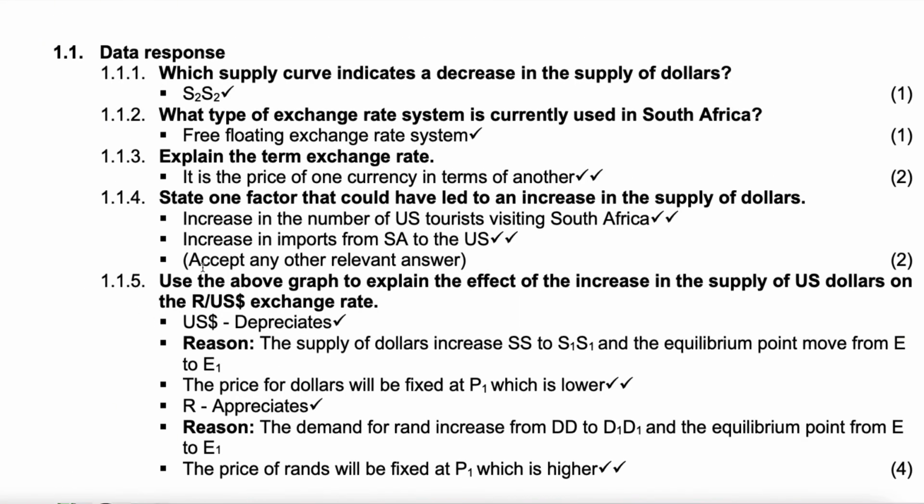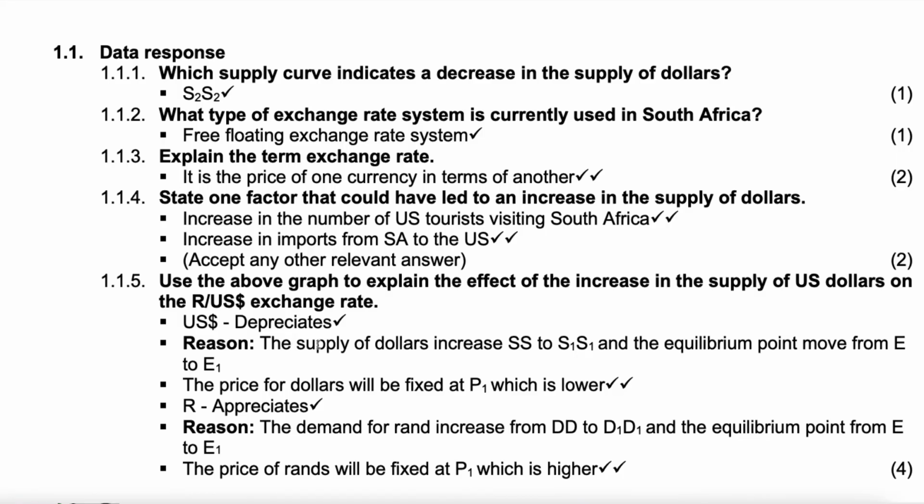Then state one factor that could lead to an increase in the supply of dollars. Yeah, I said it. Increase in number of U.S. tourists visiting South Africa. Increase in imports from South Africa. I even gave more than what you see here. Then use the above graph to explain the effect of an increase in supply of dollars on the exchange rate system. I said it. The US dollar will depreciate, meaning the rand will appreciate.